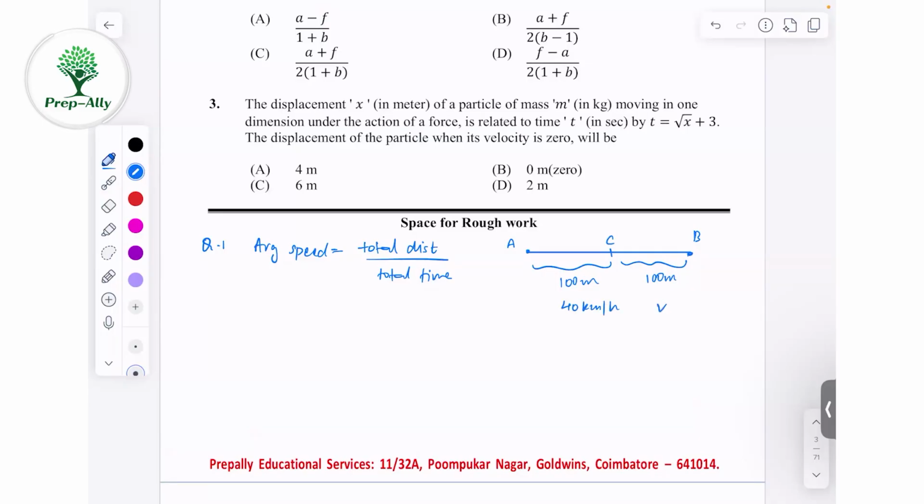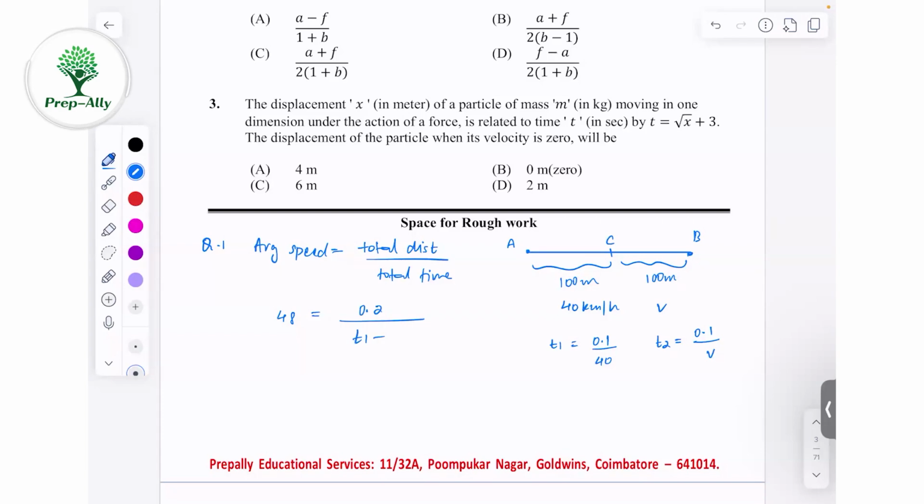Now, from A to C, let us say time is t1. We know that time is distance by speed. So distance is 100 meter, which we can write as 0.1 kilometer, by speed of 40 kilometer per hour. Similarly, this time is some t2, and the t2 value is going to be the distance 0.1 kilometer by speed v. Now, average speed is given as 48 kilometer per hour. That is total distance, which is 200 meter, or 0.2 kilometer, by total time, which is t1 plus t2.